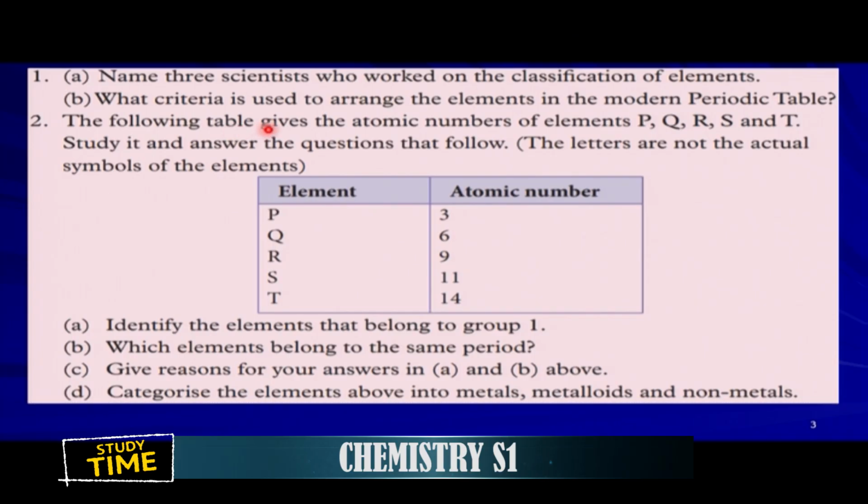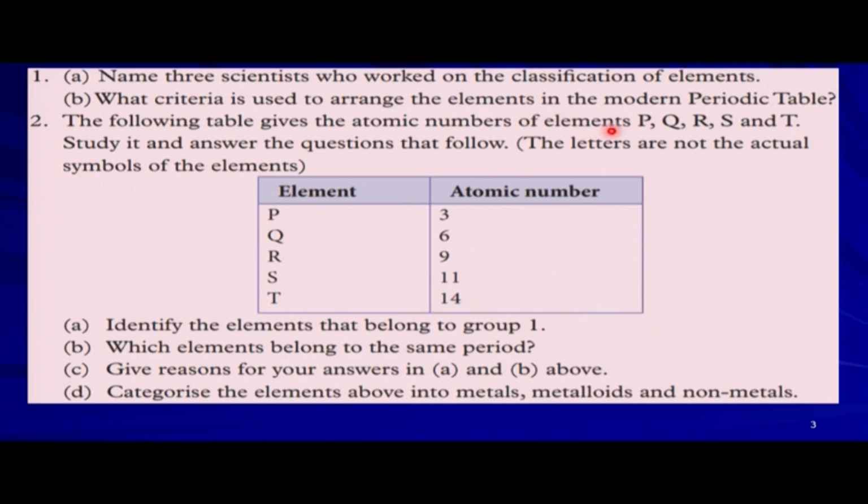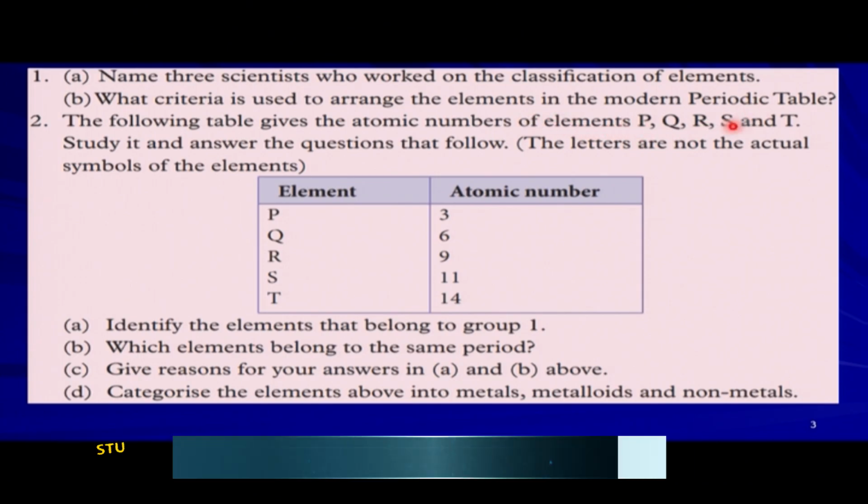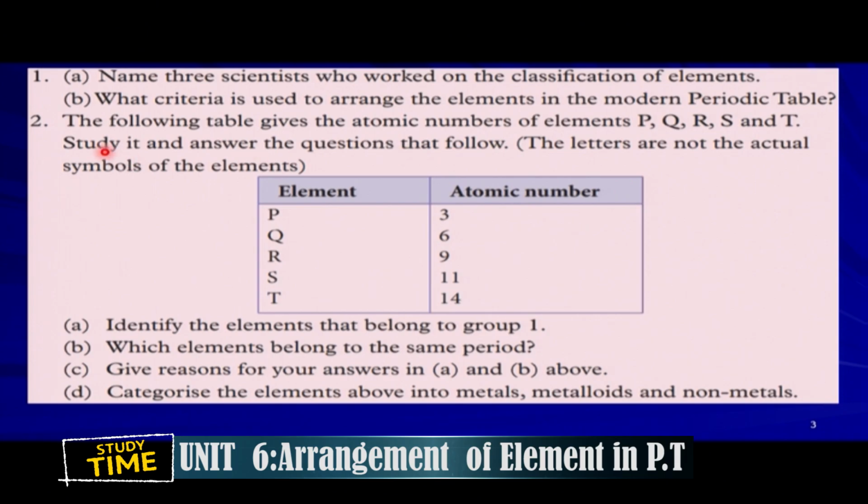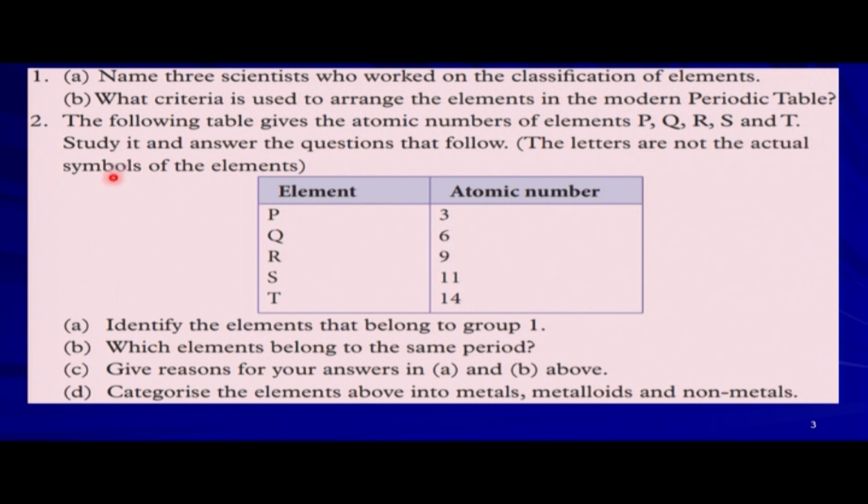The following table gives the atomic numbers of elements P, Q, R, S, and T. Study it and answer the questions that follow. The letters are not the actual symbols of the elements. So we have element P with atomic number 3, Q 6, R with 9, S with 11, and T with 14.